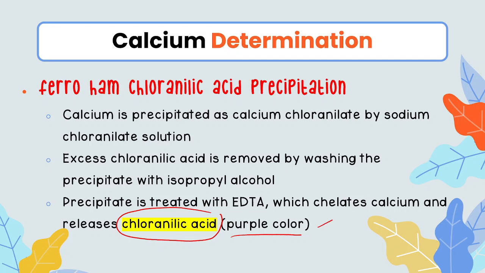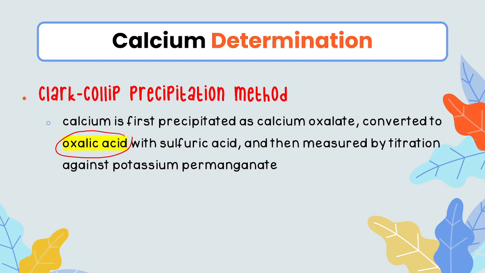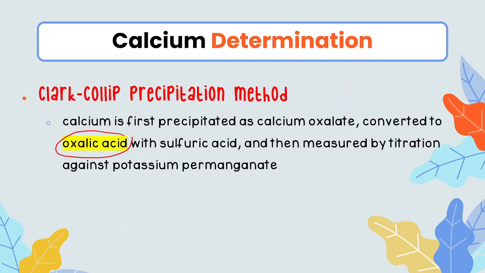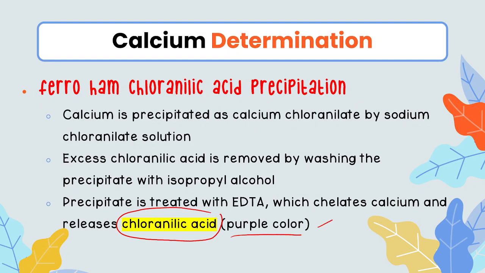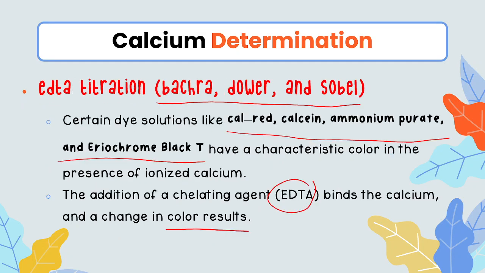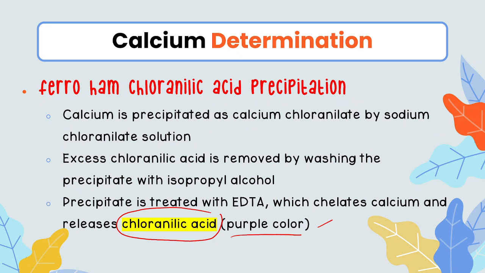So, actually, it is almost the same with your Clark-Colley. Precipitation will be done. For Clark and Colley, it is calcium oxalate. For Ferro-Ham, it is calcium chloranilate. And then again, the end product for Clark and Colley is your oxalic acid. Then for your Ferro-Ham, that is your chloranilic acid.